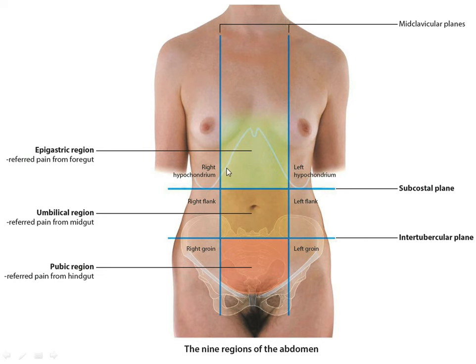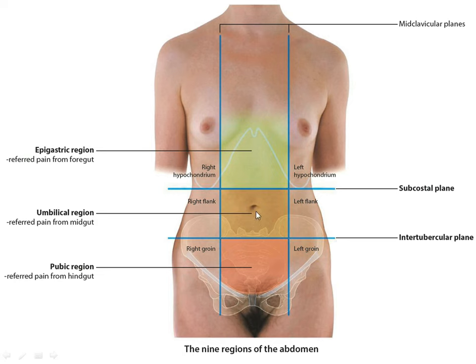Subcostal: this is the costal margin, and the line present below that. Sub means below, so it is the subcostal plane, and this is the hip bone. When you put your hand on the waist, you can feel the tubercle on this hip bone, that is the iliac tubercle. And the line passing through it is the intertubercular plane. So with the help of this, we can divide the abdominal region into nine different regions.